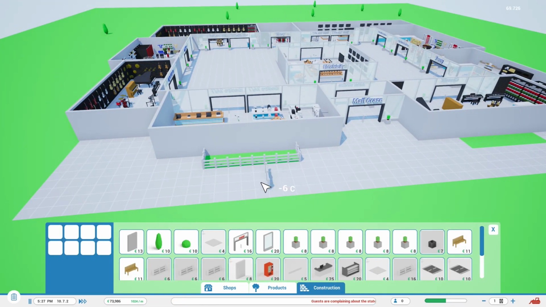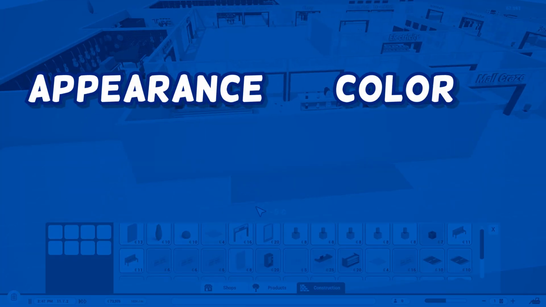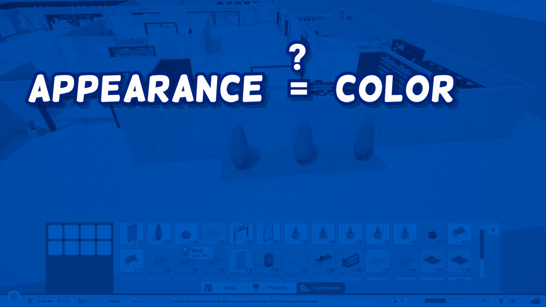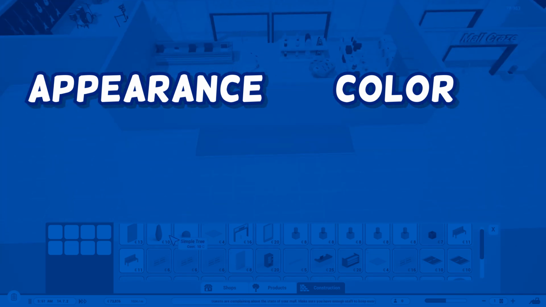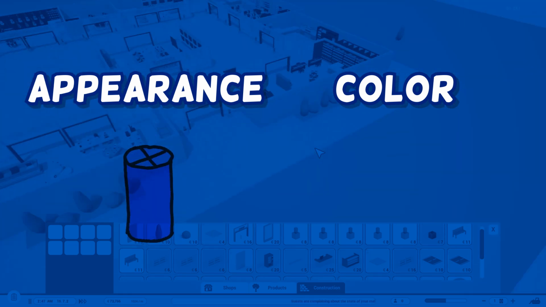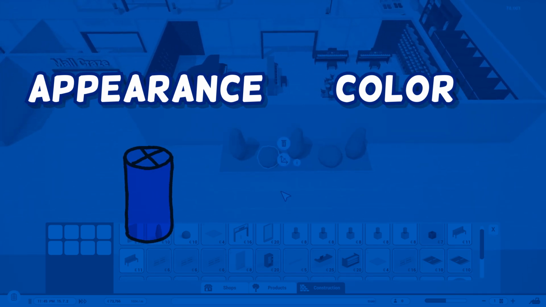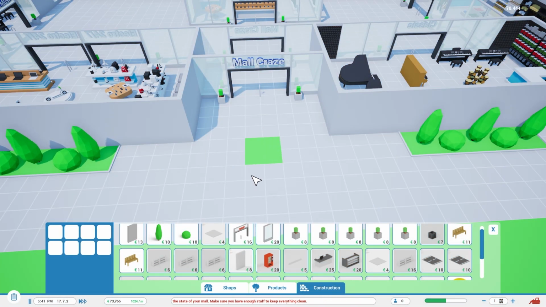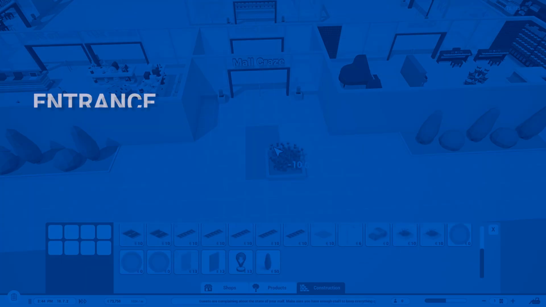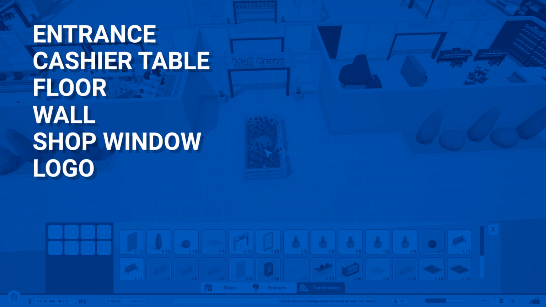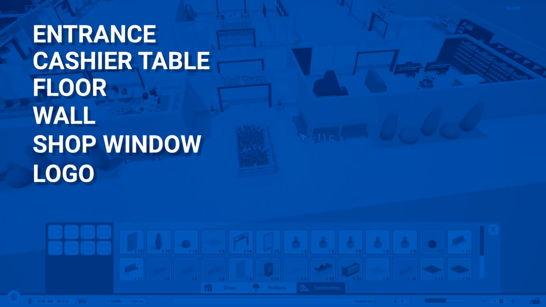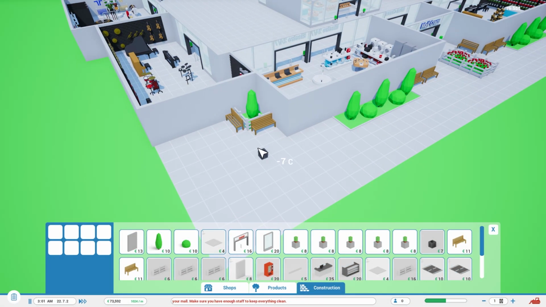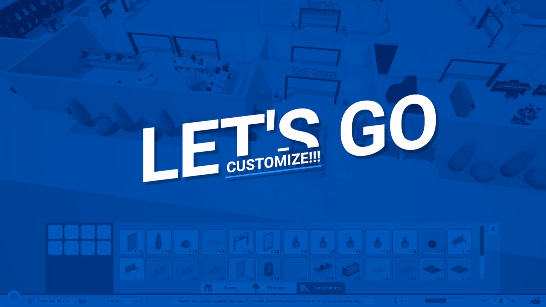The customization consists of two things: appearance and color. Well, yeah, color could also technically be understood as appearance, but let me explain. By appearance I mean choosing the 3D model that represents a particular object. And by color I mean, well, color. Here's the list of what I want to be able to change: entrances, cashier tables, floor, walls, shop windows, and logo. For all of these, I want to be able to easily change the 3D model and colors. Let's go.